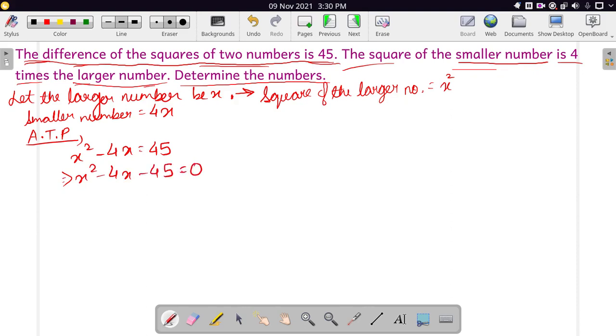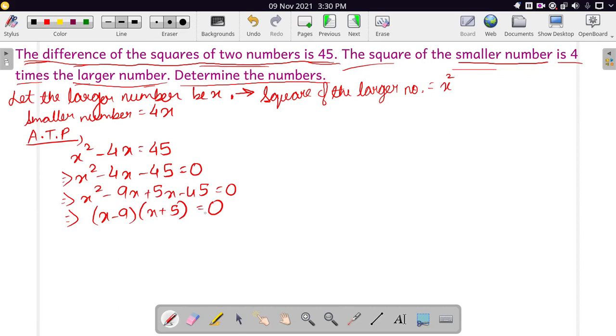Now we have the equation, we just need to do middle term factorization. So the middle term factor would be x square minus 9x plus 5x minus 45 is equal to 0. Now this will be x minus 9, x plus 5 is equal to 0. So we are getting two values, x equal to 9 and x equal to minus 5.